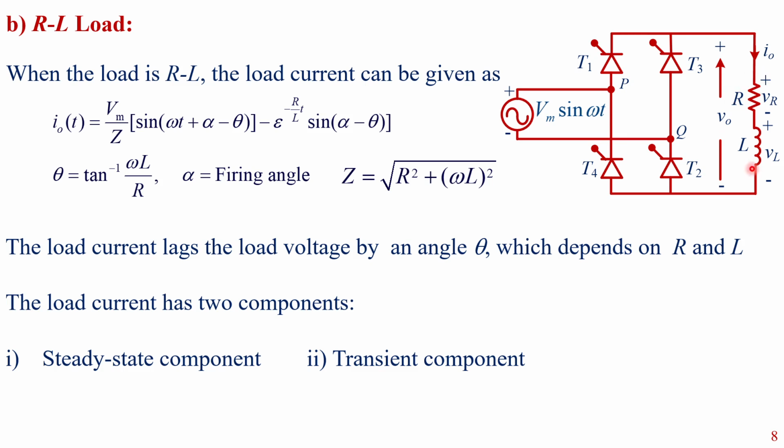When the load is RL, the load current can be given by this expression. The load current has two components. One is the transient component, an exponentially decaying component, and the second one is the sinusoidal steady state component. Here alpha is firing angle, and theta is load angle given by tan inverse omega L by R, and Z is impedance.